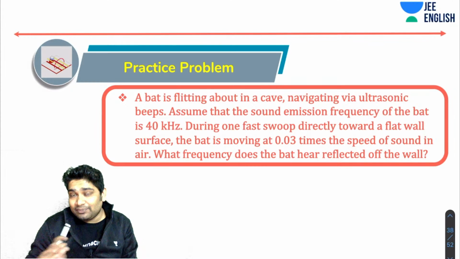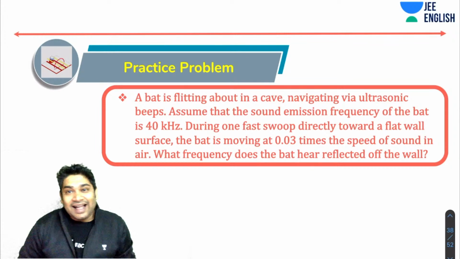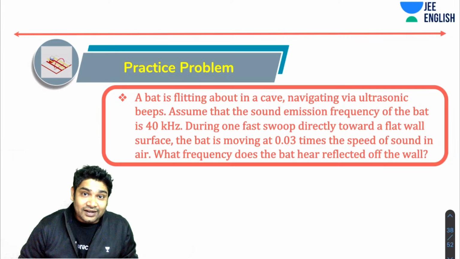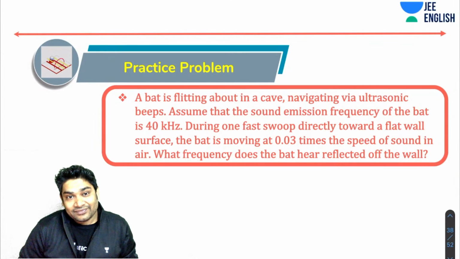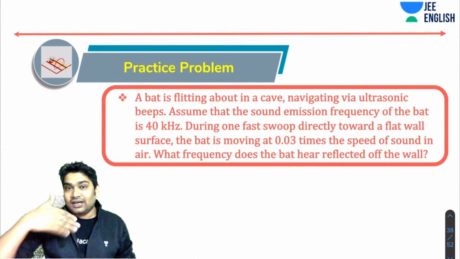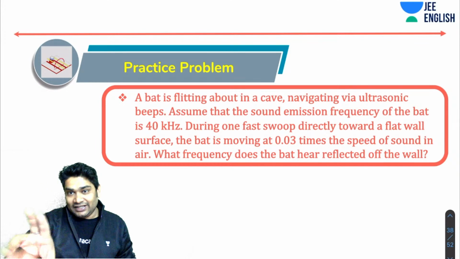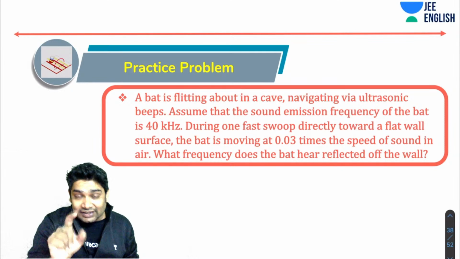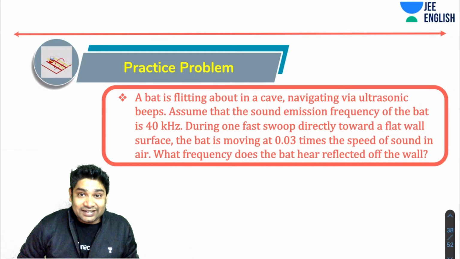So you realize purely by Doppler's effect, bats can realize if there is something in front of them and if that thing is moving or not. If you are continuously emitting sound waves and they are getting reflected back, then definitely there is an obstruction in front of you. Depending on the frequency that you receive, you can also judge whether that obstruction is stationary or moving. That's a very interesting thing.